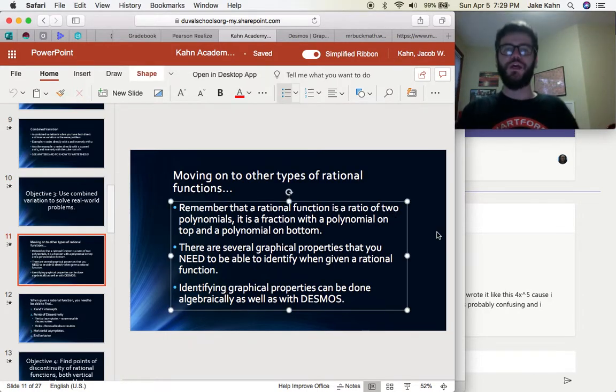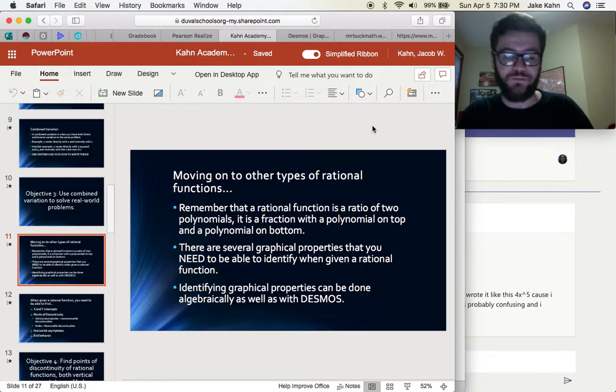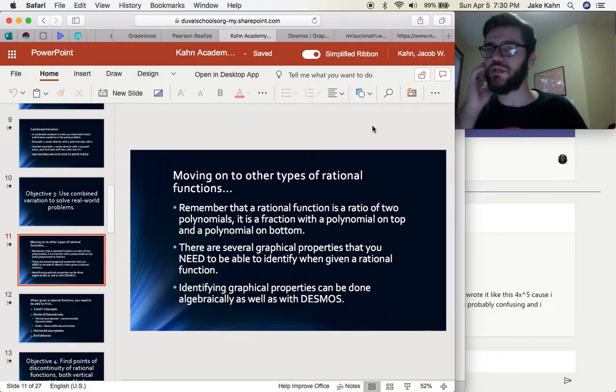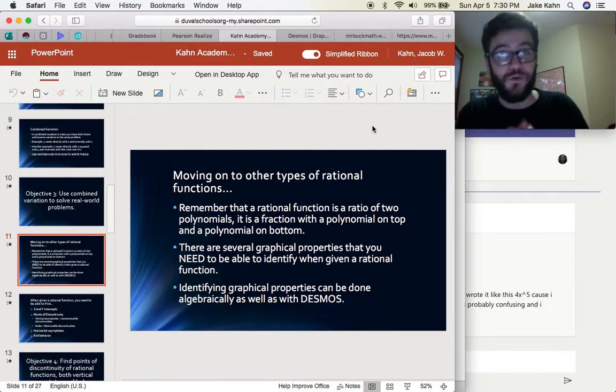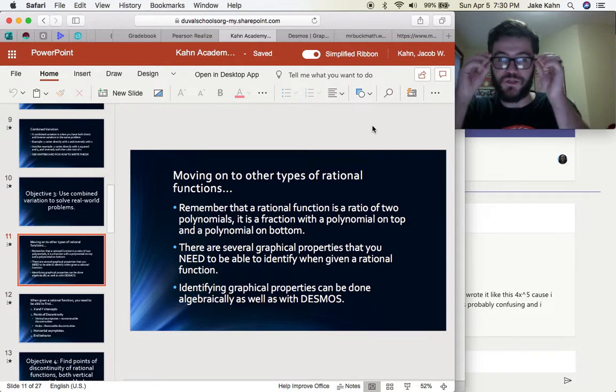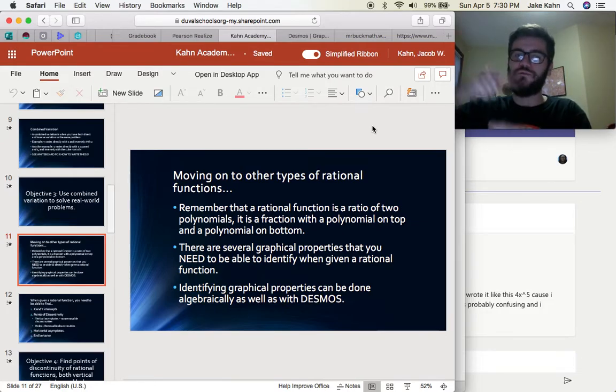Here we go. Moving on to other types of rational functions. What we were just talking about over objectives 1 through 3 were inverse and then combined variations, right? But inverse variations, those are the simplest type of rational function. So if you want to talk about other types of rational functions, we got to look at those as well. Remember that a rational function is a ratio of 2 polynomials, a fraction with a polynomial on top and a polynomial on bottom.